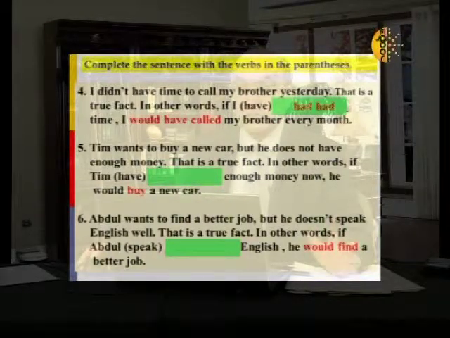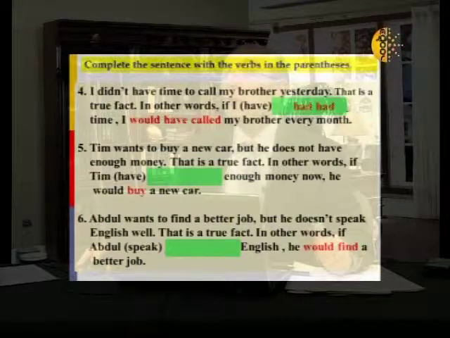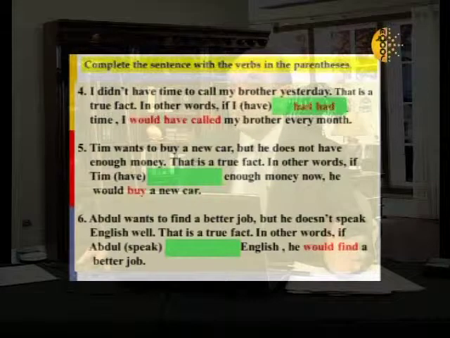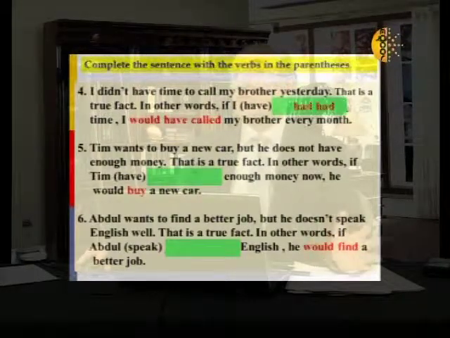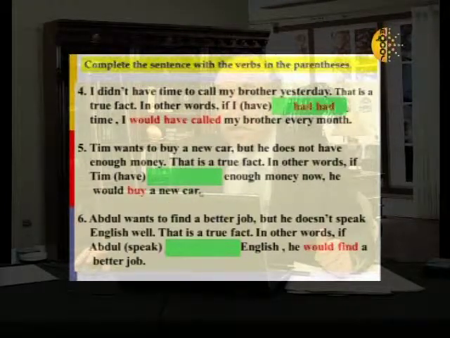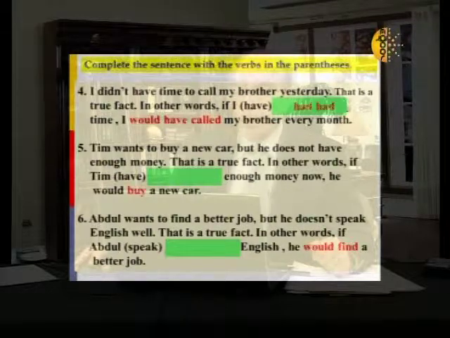Now, let's leave the brother alone. Let's talk about other sentences. Sentence number 5. Tim wants to buy a new car, but he does not have enough money. That's the fact. He wants to buy a car, but he doesn't have money. In other words, if Tim had enough money, he would buy a car. But does he have money? The answer is what? No, he doesn't. So you use what?